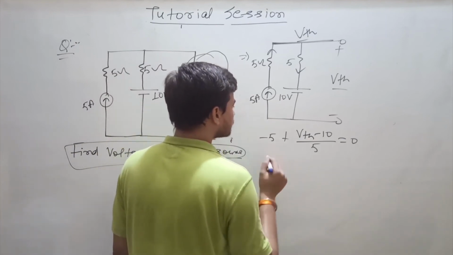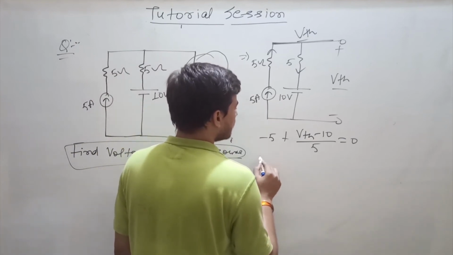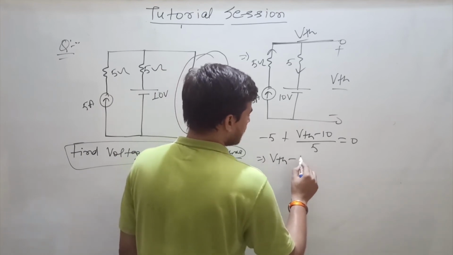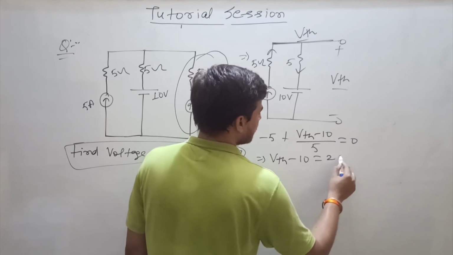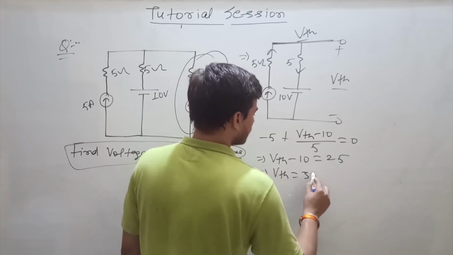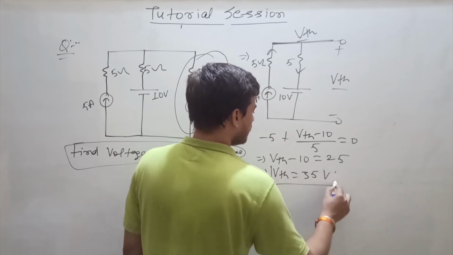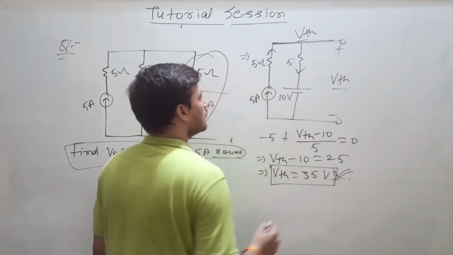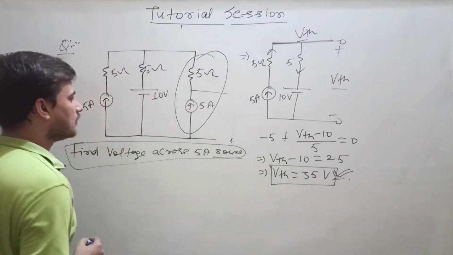Clear? So from here it will be VTH minus 10 equal to 25. From here VTH will be equal to 35 volt.